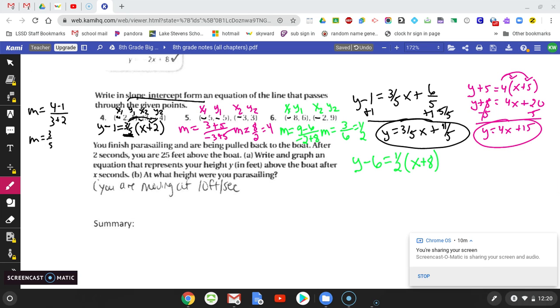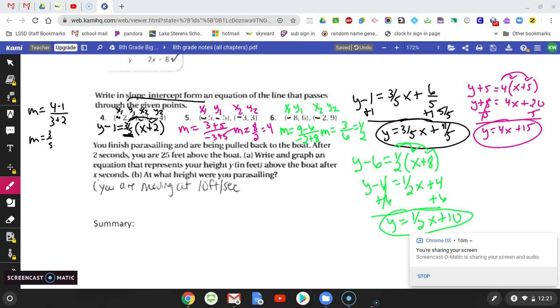But it wants it in slope-intercept form, so I have to keep going. So I will multiply here. So y minus 6 is equal to 1/2 x, and that'll become a plus 4. When I add my 6 over to get y by itself, I have y is equal to 1/2 x plus 10. And there's my answer for number 6.